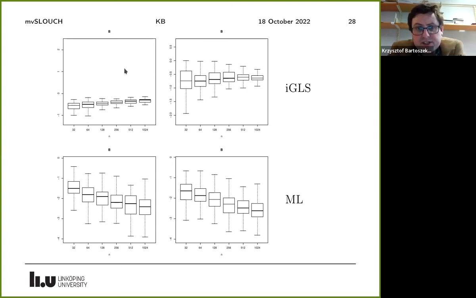So this is the estimation error of this whole vector of parameters. This is absolute here in the first column and relative estimation error in the second column. If we do this sort of iterated GLS, which I presented in the previous slides, we get some sort of asymptotic bias.